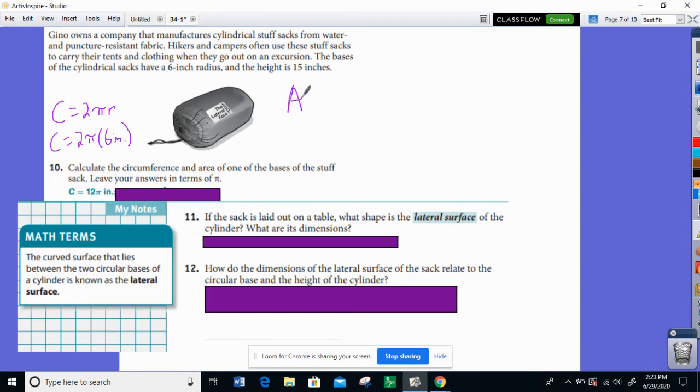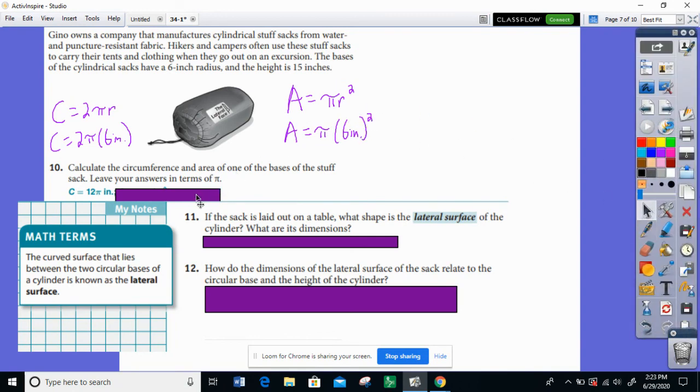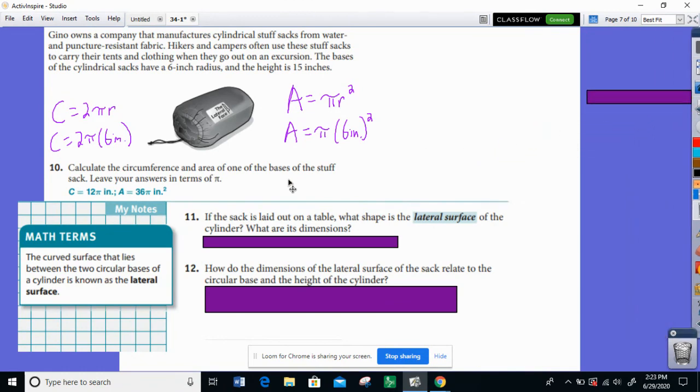And we also know that the area formula for a circle is pi times the radius squared. So if we do pi times the radius 6 inches squared, 6 times 6 is 36, so that will give us 36 pi square inches. If the sack is laid out on a table, what shape is the lateral surface of the cylinder? Well, that would give us a rectangle.